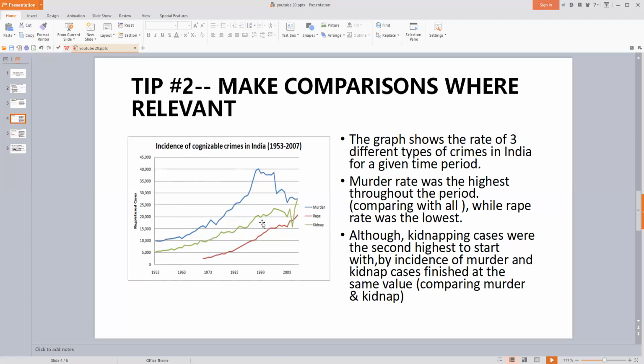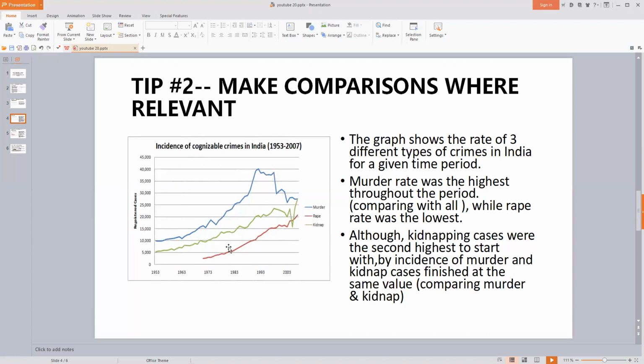So I'm again going to use the same graph. If we look at this graph, it shows the rate of 3 different types of crime in India over the time period of 1953 till 2007, as we already saw before. So if you get this graph, showing the crime rate of murder, rape, and kidnap over this time period, and the number of registered cases, let's say in your IELTS exam, how will you make comparisons? How will you compare things? How will you contrast things?